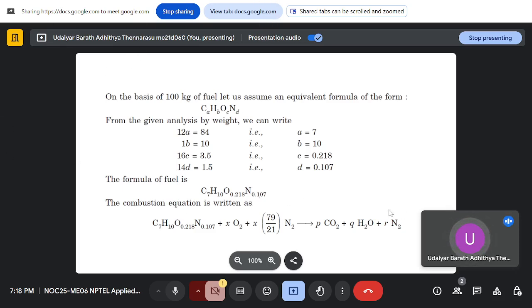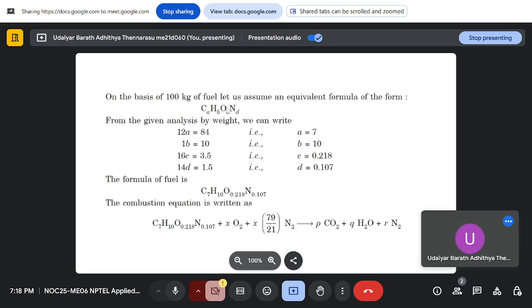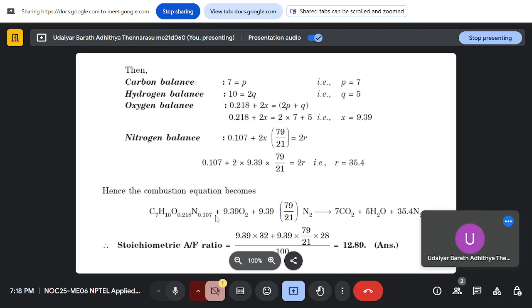So for this, if we write a combustion equation, this is how the expression looks. We do again each of the atom balances to find the expression: 7 equals p, then the hydrogen balance, the oxygen balance and the nitrogen balance. So we get the moles of each of the components. This is how the final balanced expression looks for combustion. We will require 9.39 moles of air to give 7 moles of CO2, 5 moles of water, and 35.4 moles of nitrogen.